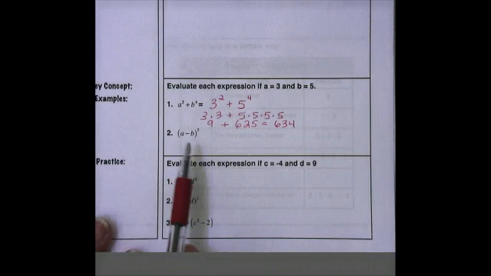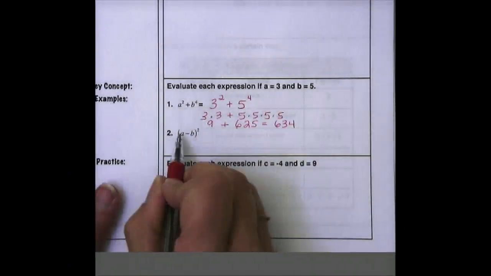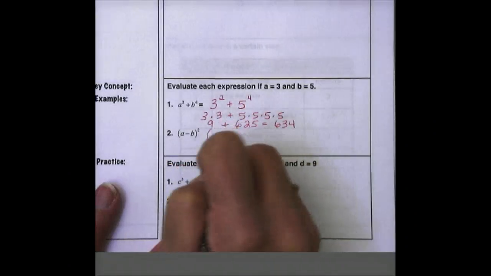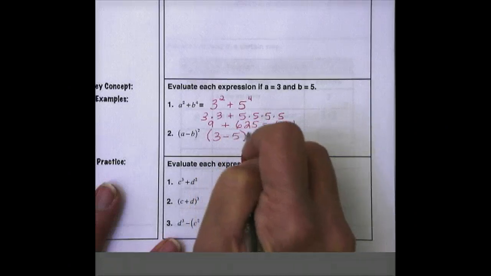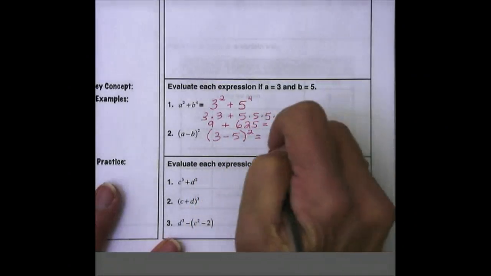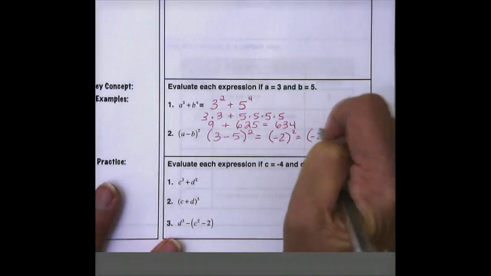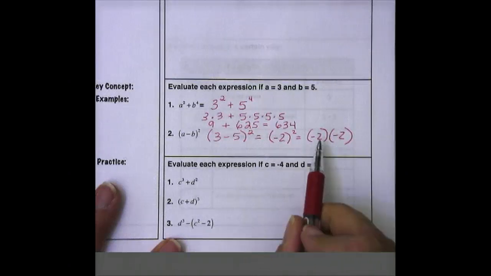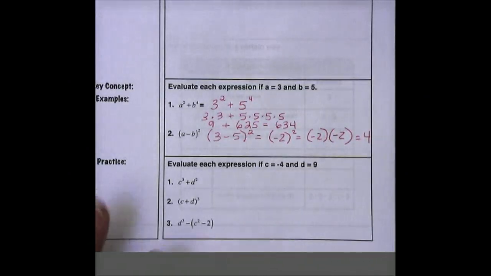The next one, we have the difference of A minus B squared. So they're both in parentheses, so we know we're going to square the entire quantity. So we have A is 3 minus B is 5, squared. 3 minus 5, at this point we should know, is negative 2. Negative 2 squared is negative 2 times negative 2, and negative 2 times negative 2 is positive 4.